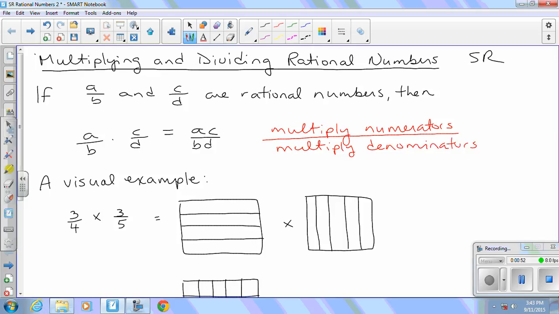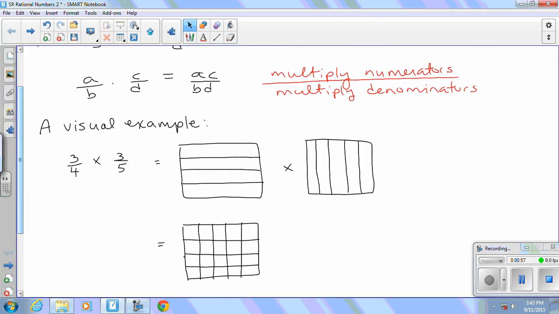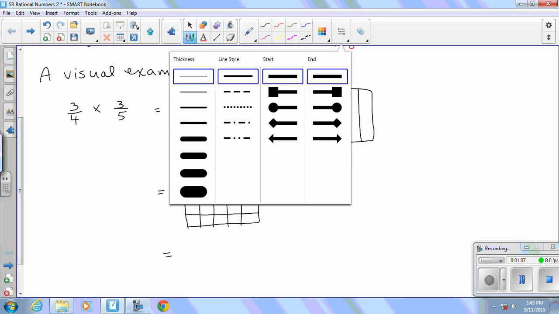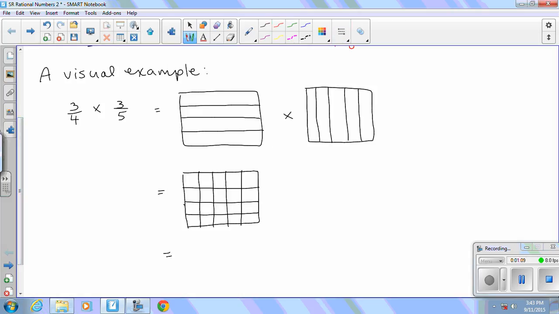Taking a look at this visual example, you may find it a helpful way of looking at multiplying fractions. One thing that is nice to know about fractions is that when you say 3/4 times 3/5, really what you're saying is, what is 3/4 of 3/5? So if it's multiplying, you can think of it in terms of "of." So 3/4 of 3/5 is going to be something less than 3/5.